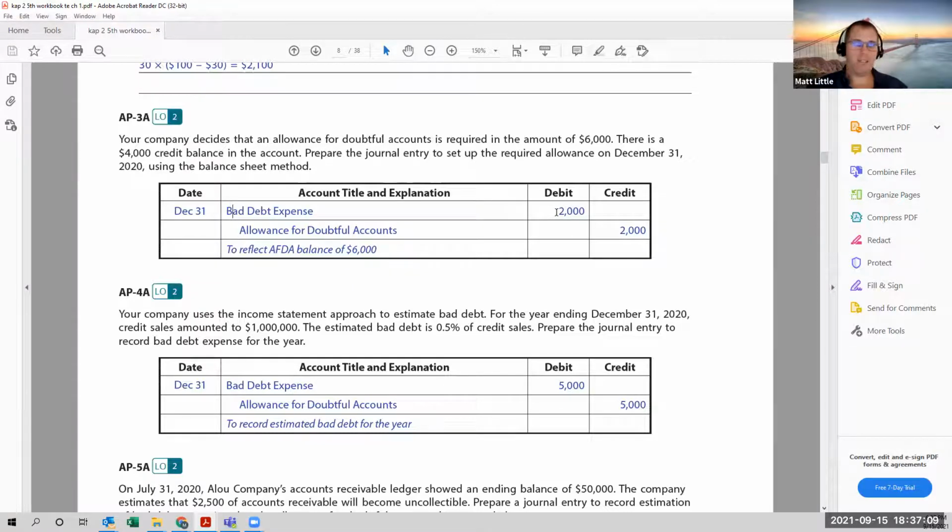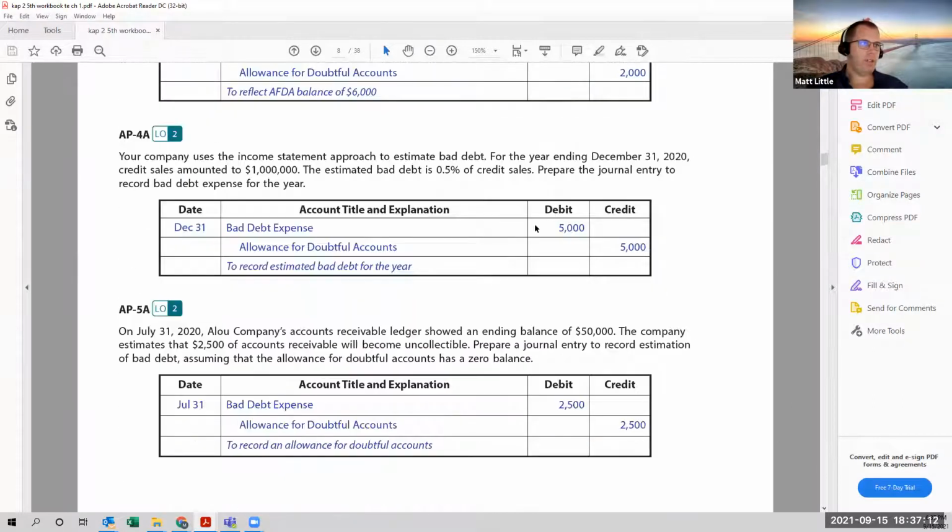Hopefully relatively straightforward. If not, please ask. Question 4a, similarly, we use the income statement approach though to estimate our bad debt. And in this situation, we have credit sales. So these are sales to customers on account that totaled $1 million for the year. And the estimated bad debt is 0.5% of those credit sales. And we're asked to prepare the journal entry to record the bad debt expense for the year. So in this situation, we take the 0.5% times the $1 million to get $5,000 as our debit to bad debt expense using the income statement approach.